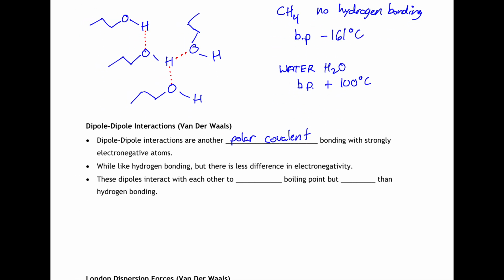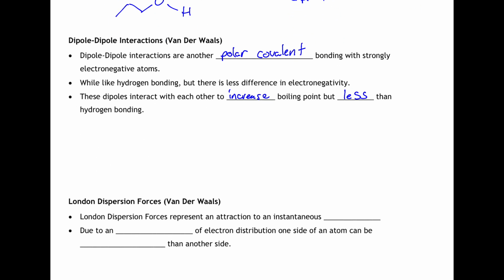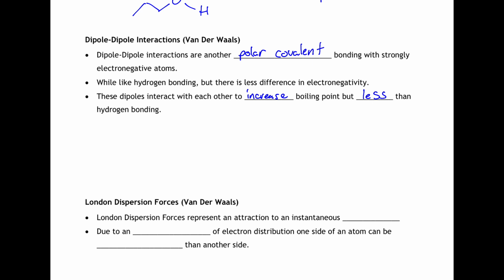So these dipoles interact with each other to increase boiling point, but less than hydrogen bonding. So there's still some interaction. There's still a positive and negative side to these molecules, but less than the hydrogen ones, so it's just less of an effect. So I'm going to draw a few of these. The site I stole this mostly from was teaching it in the context of organic chemistry, so all of my examples are organic chemistry compounds, but that's good because there's a lot of variety in them.